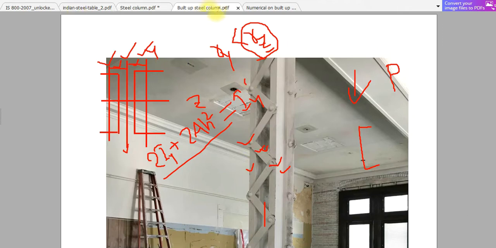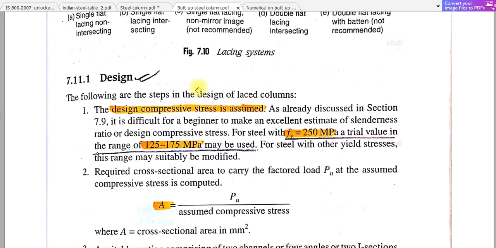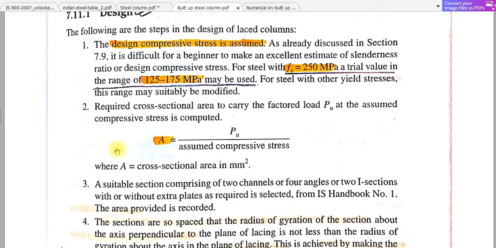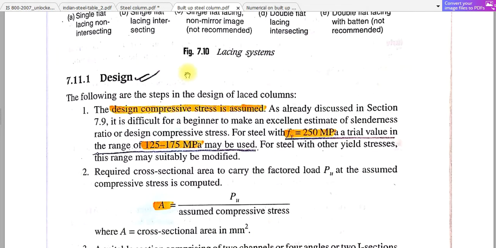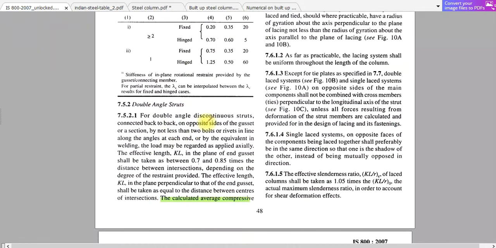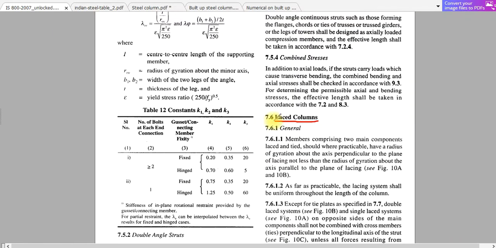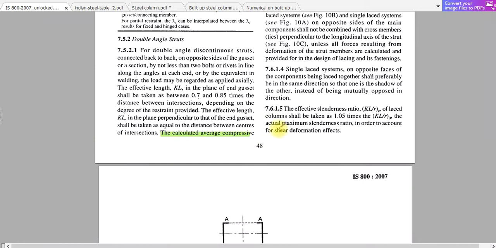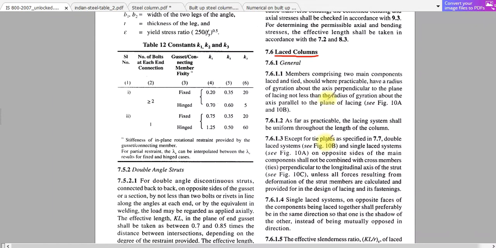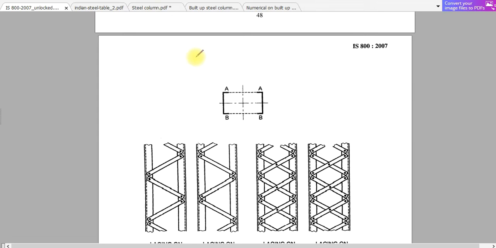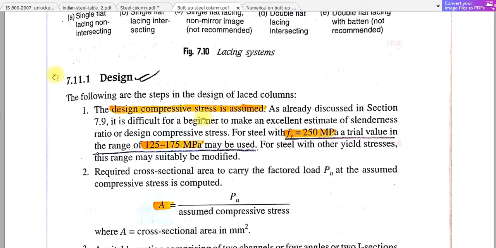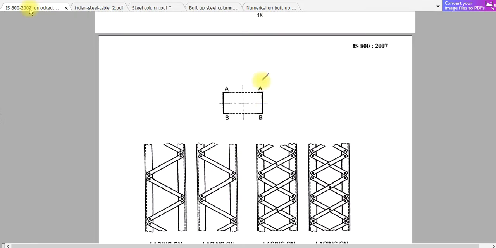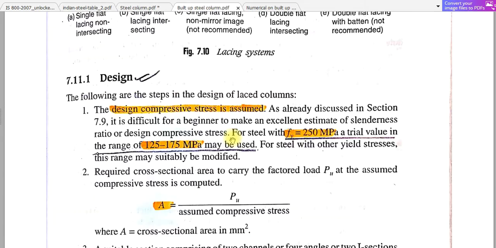Now let us understand the steps. This PDF is made from the SK Duggal book. You can see it. There are some guidelines or design steps, and these are mentioned in IS 800 also. If you go to clause number 7.6 of IS 800, page number 48, you will see that there are a lot of guidelines, and these guidelines are basically mentioned in point 7.11.1 of the SK Duggal book. So you can read it from IS 800, or you can consult this book.